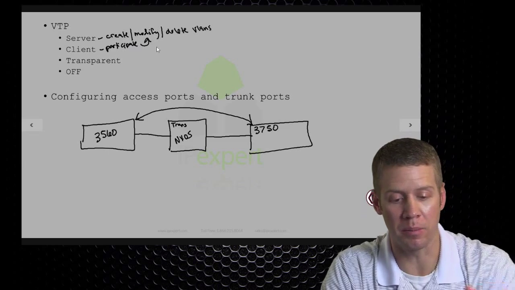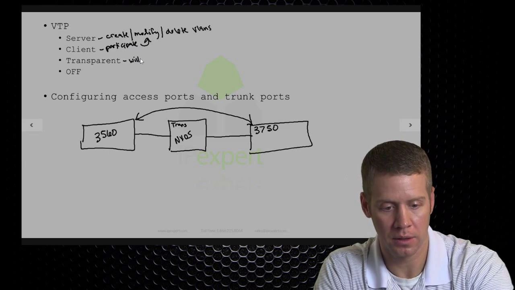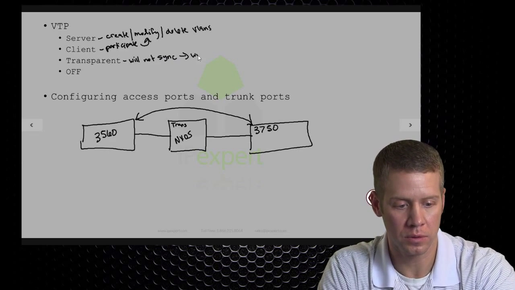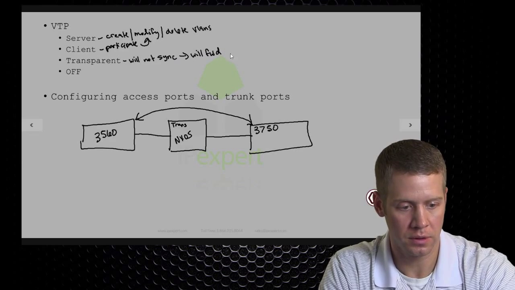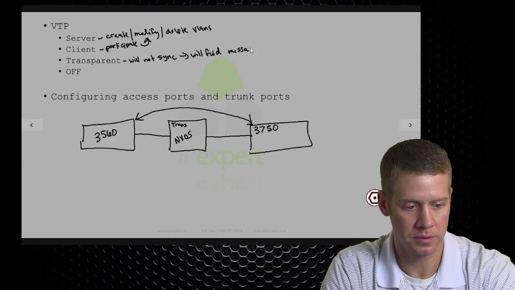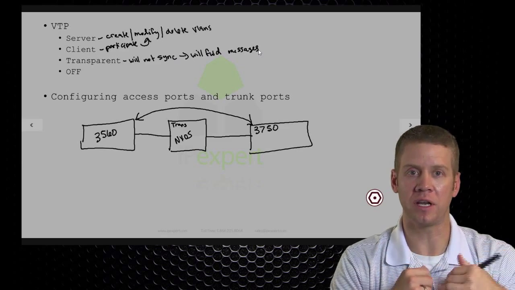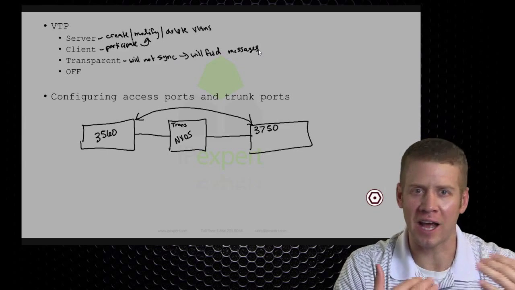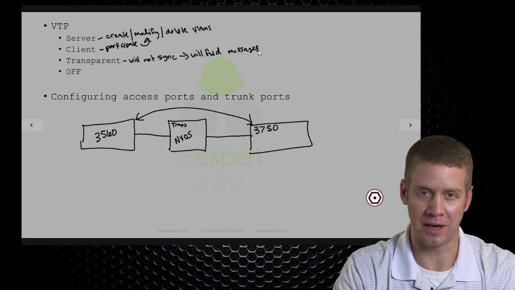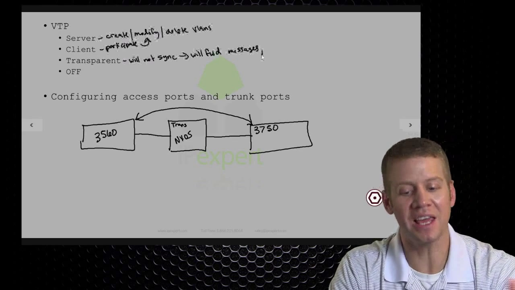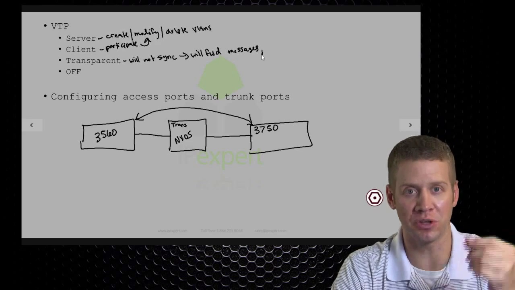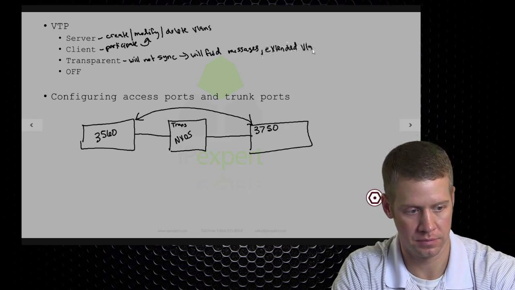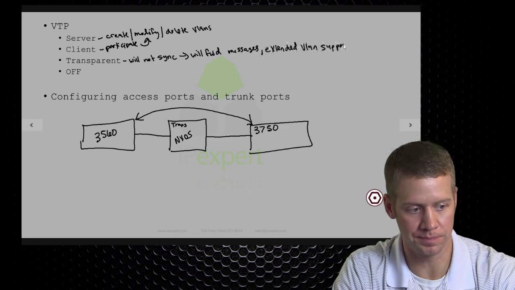We still have transparent mode, where we will not sync, but we will forward messages. So we still have the ability with transparent mode to forward on messages that we receive, but we're not going to actively sync ourselves with these other VTP advertisements. What's unique about transparent mode is it gives us the ability to use extended VLANs. So we have extended VLAN support.